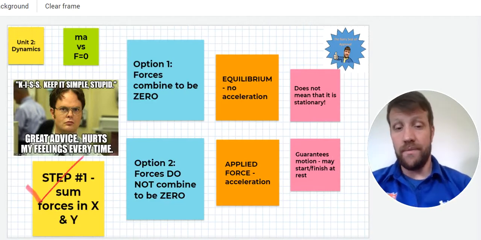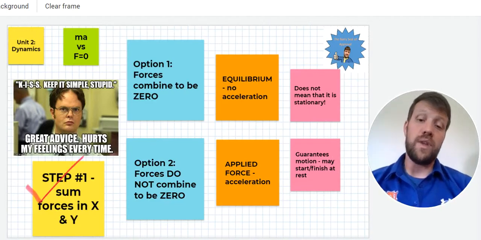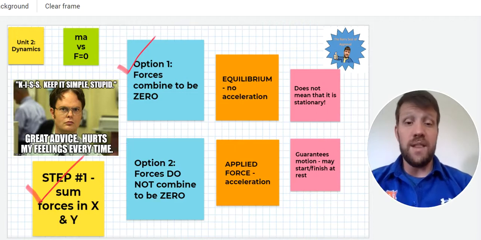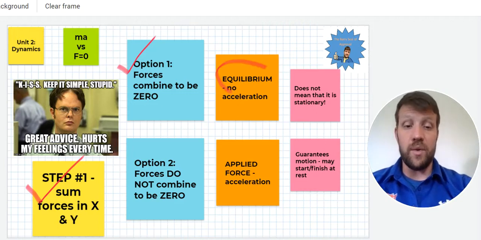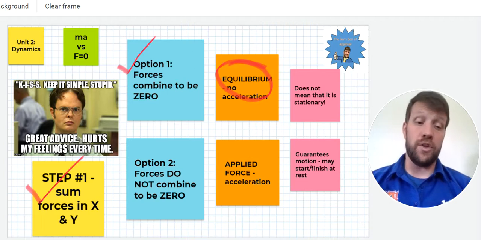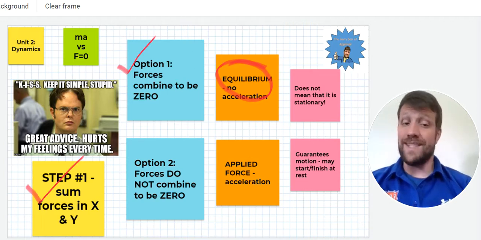Once we've checked that off, we're going to say, all right, option 1, forces combined to be 0. For the first example, we're going to say that's the case. Forces combined to be 0. Let's say that F1y and F2y are equal to each other. They were opposite in direction. They combined to be 0. This is going to tell us that we're in equilibrium and there's no acceleration. This implies that there's no acceleration in the y direction, and so that mass would not be accelerating upwards or downwards. In the case of what it looked like right there, it's going to be moving along the ground then, horizontally to the right, but it's not going to move up and down.